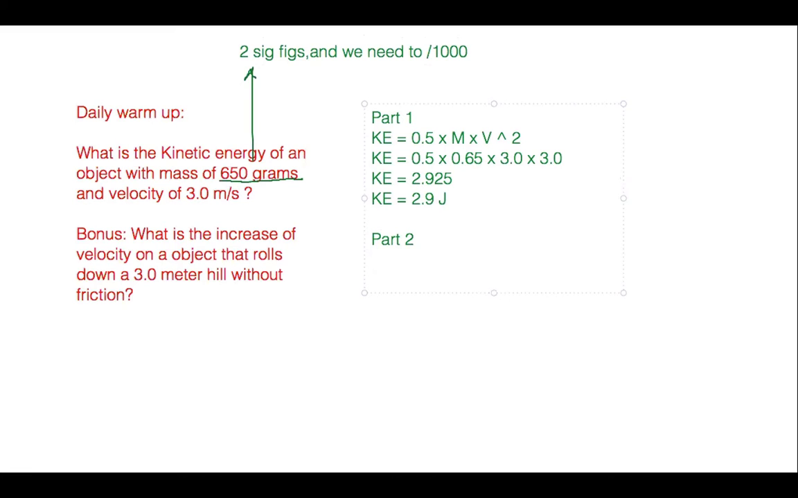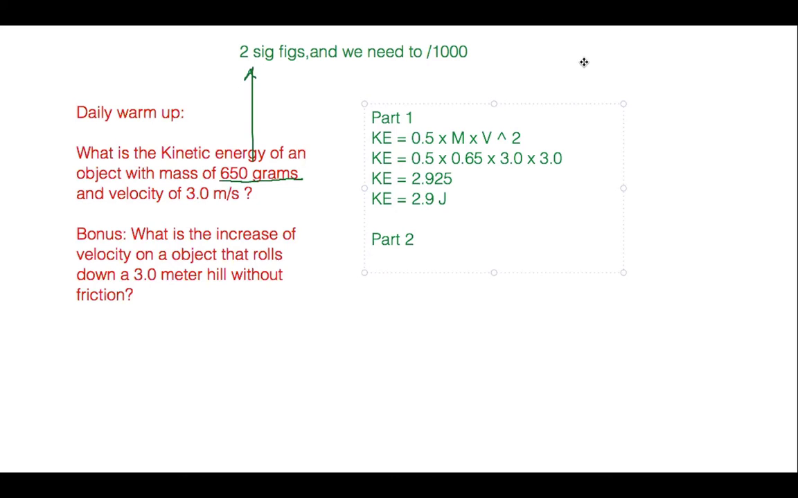Any questions for part one? If no, make sure you're active in the chat saying no, so I know I can move on. Any questions for part one? No. Okay, excellent. So let's keep going.